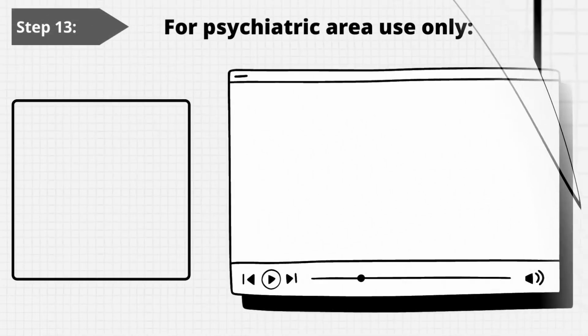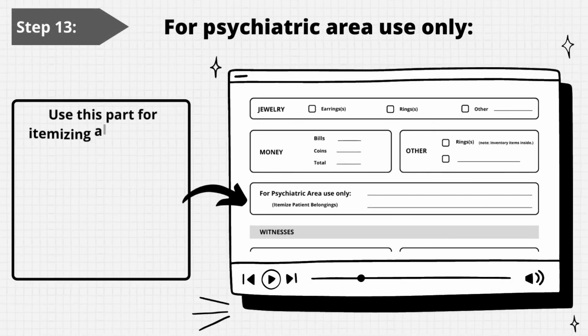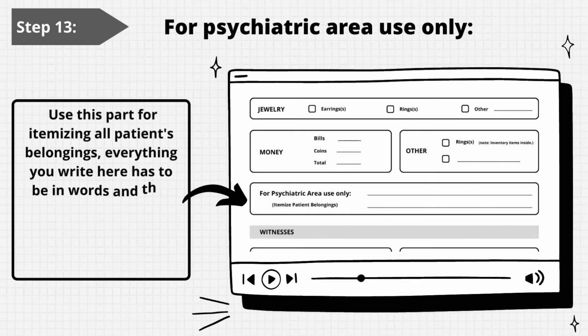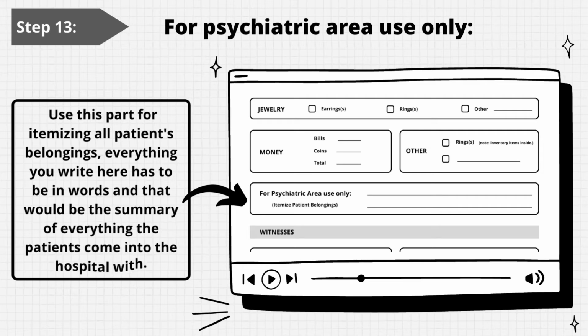Step 13. For psychiatric area use only. Use this part for itemizing all patients' belongings. Everything you write here has to be in words, and that would be the summary of everything the patients come into the hospital with.